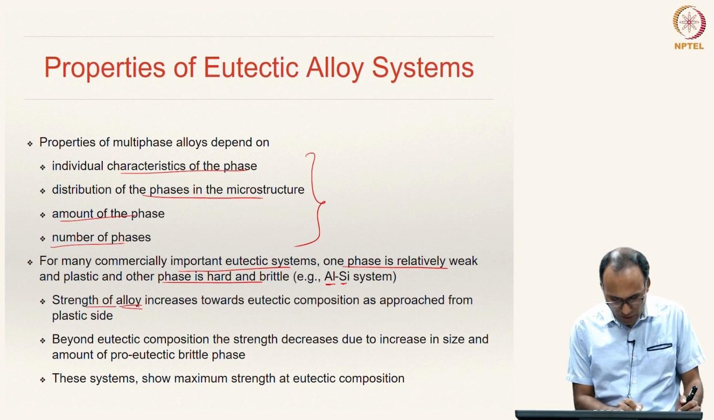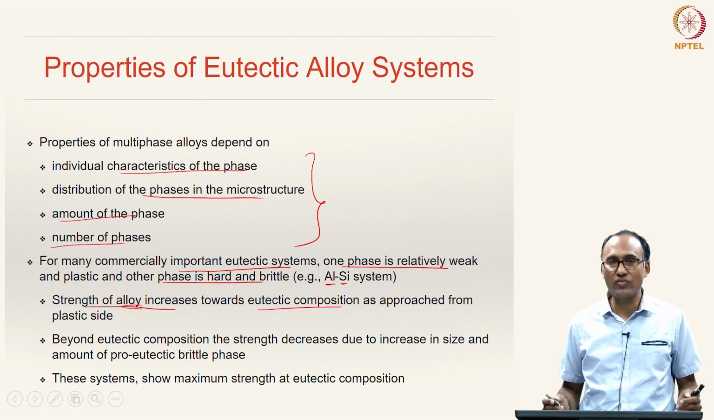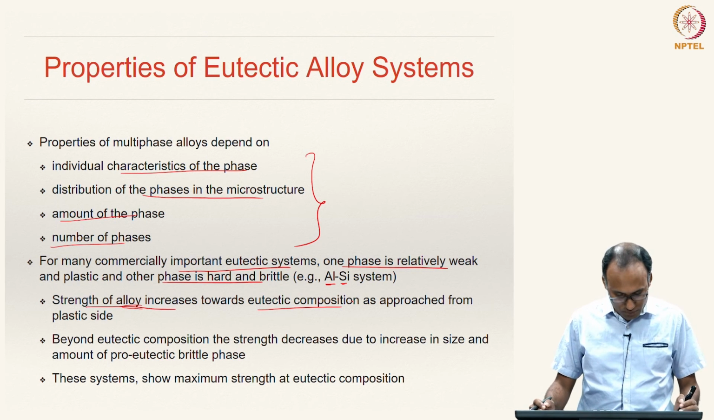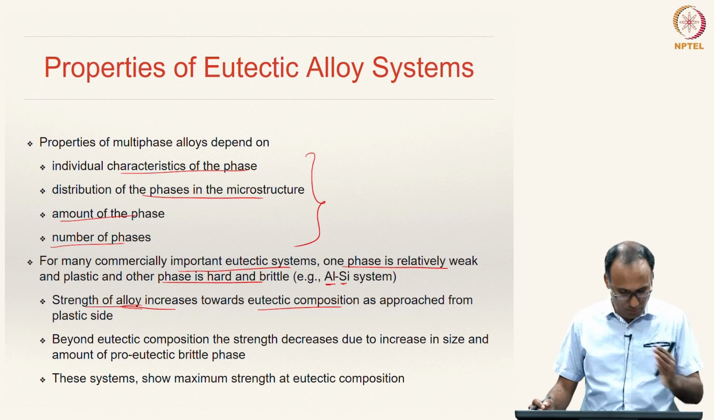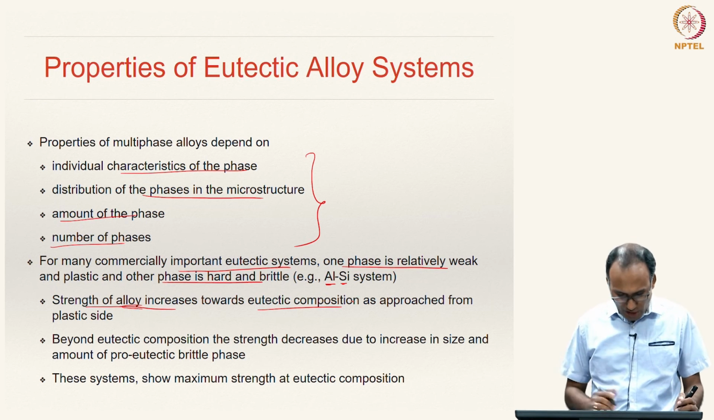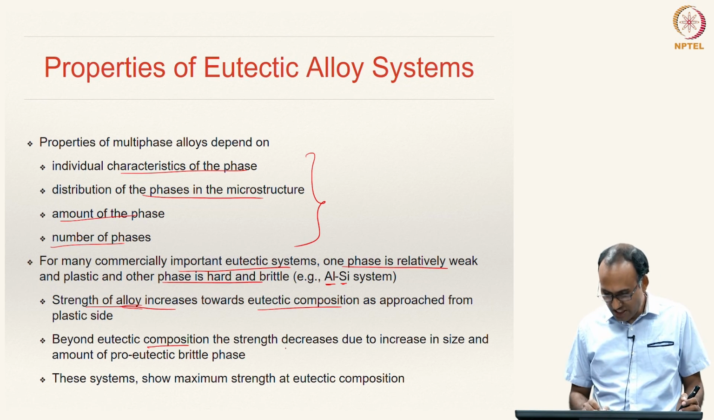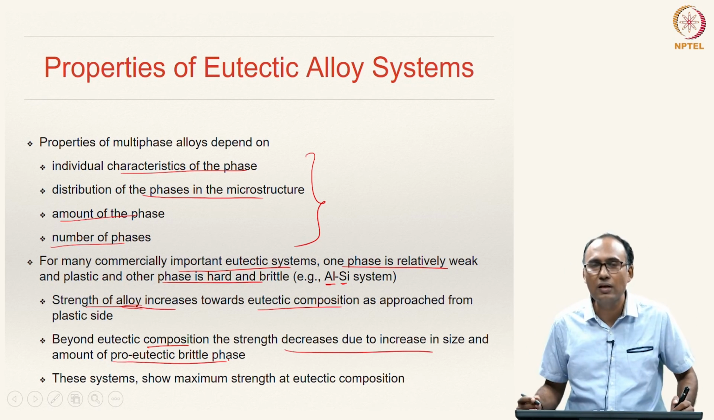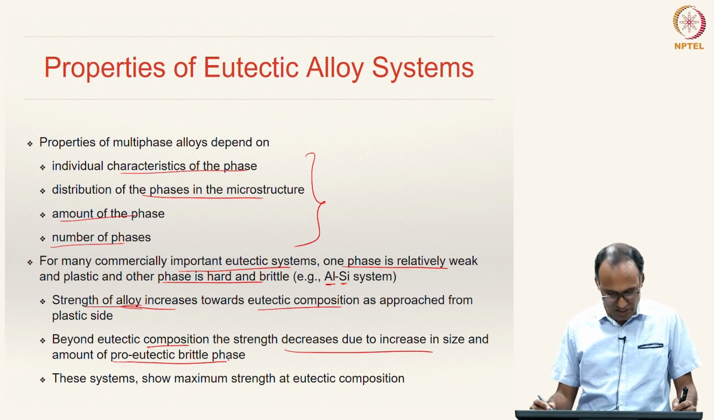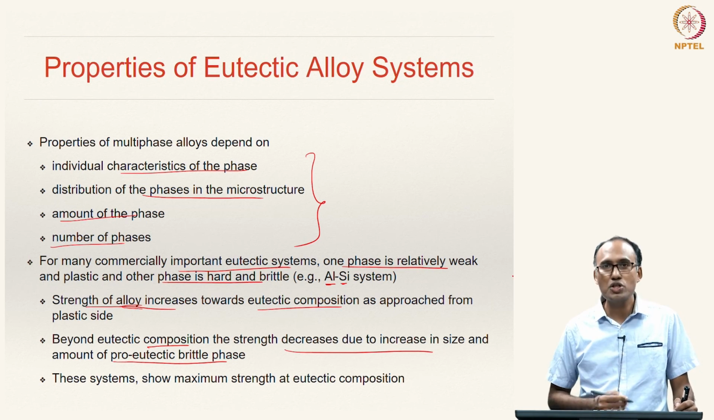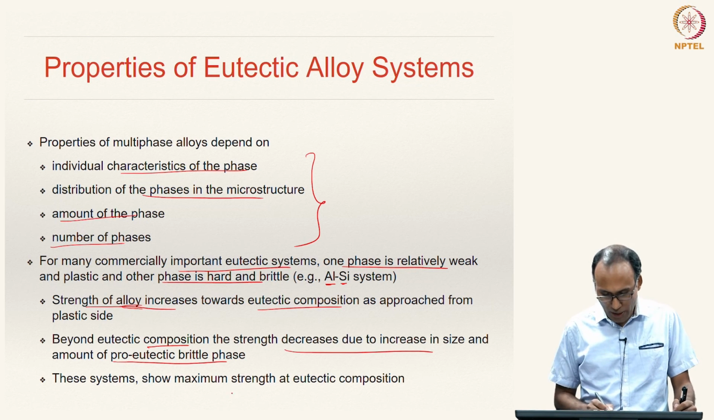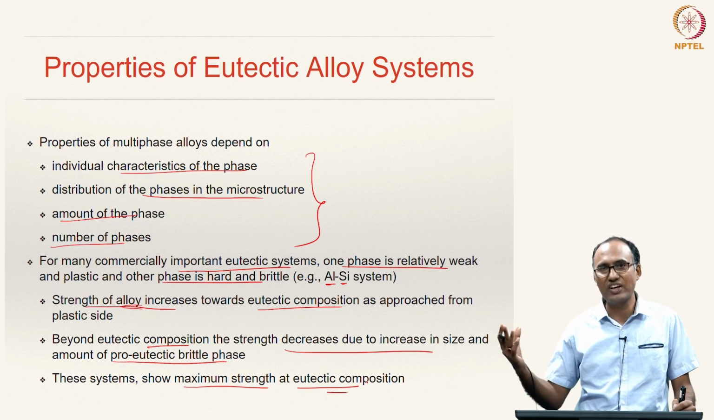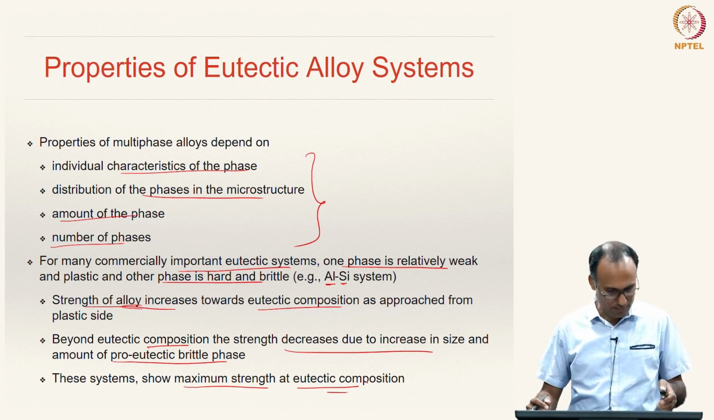So, the strength of the alloy increases towards eutectic composition as approached from the plastic side, not necessarily from the brittle side. And beyond the eutectic composition, the strength decreases due to increase in size and amount of proeutectic brittle phase. Because the brittle phase is increasing, you will have reduction in the strength, and the eutectic system shows a maximum strength at eutectic composition, because after the eutectic composition, if you have a brittle phase, that is going to be detrimental for fracture.